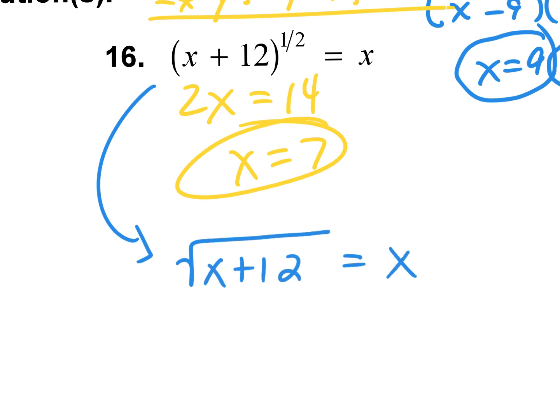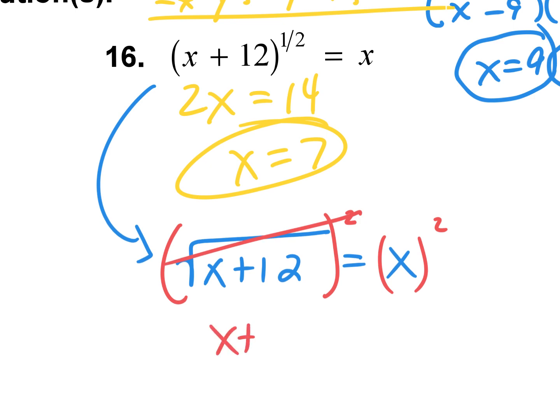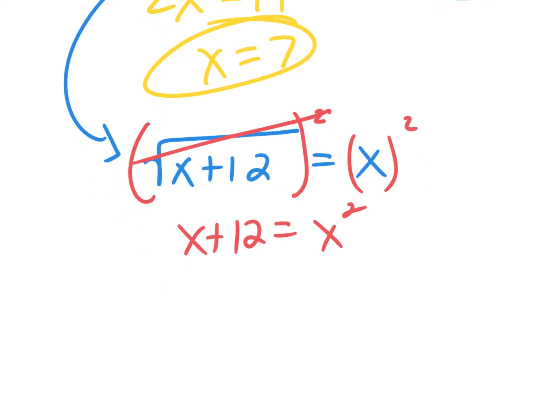If you want to rewrite it as a radical because you like the way it looks better, perfectly fine. If you want to look at that and say it's raised to the 1/2 power, so how would you get that to go away? What would you have to raise it to? To the second. You'd raise it to the second power, right? What you do to one side of the equation, you have to do where? To the other. So when you square a square root, it goes away. So now you have x plus 12 equals what? X squared. Good.